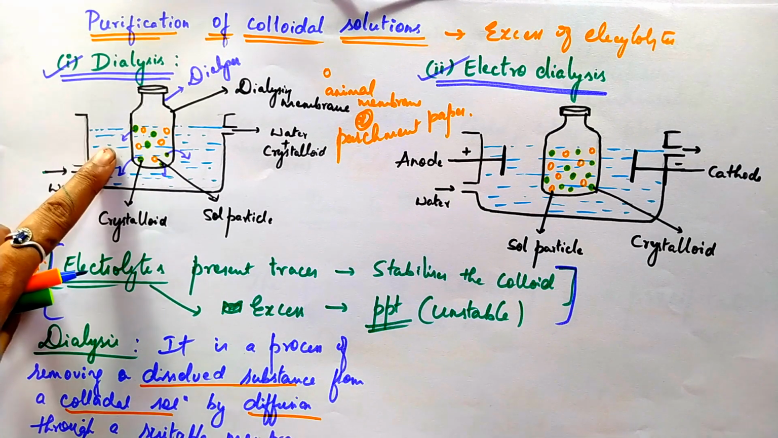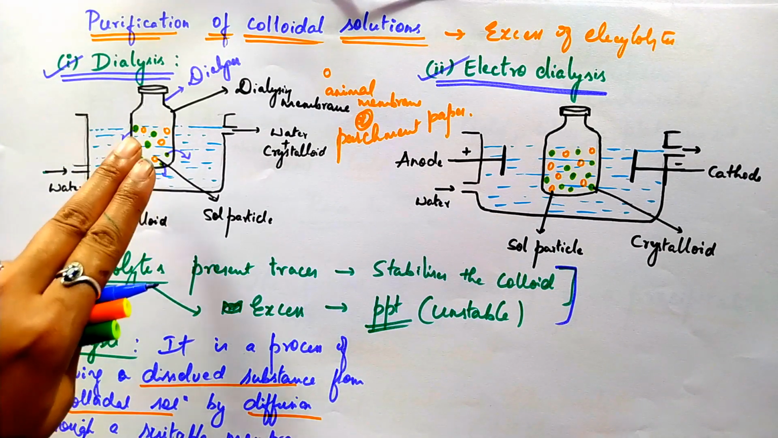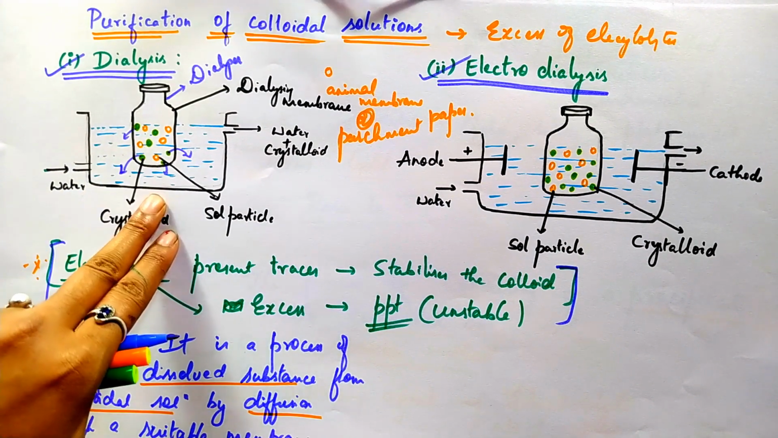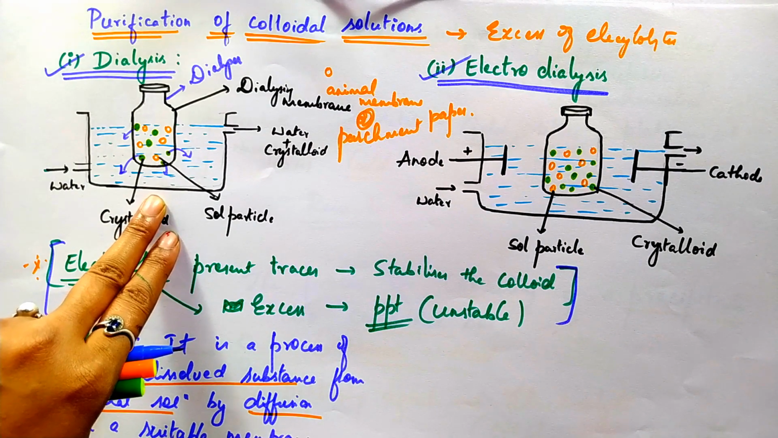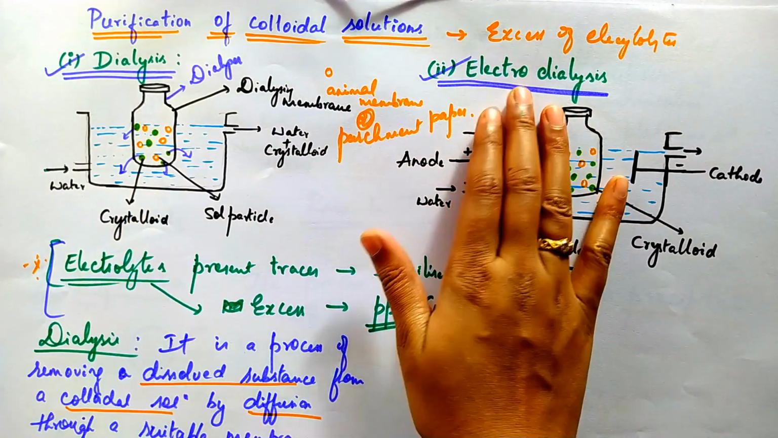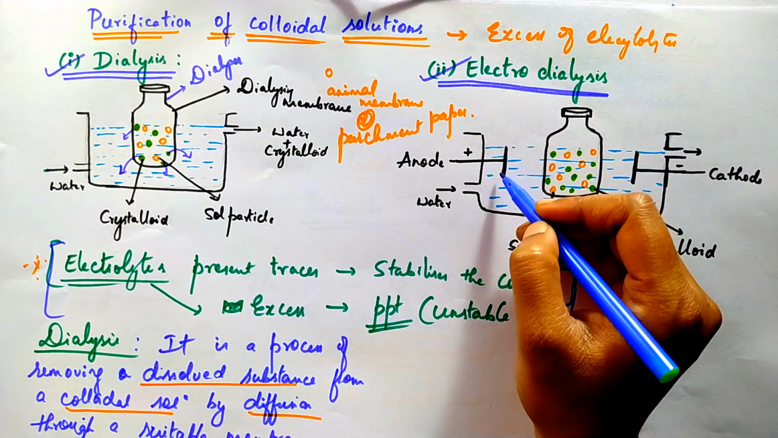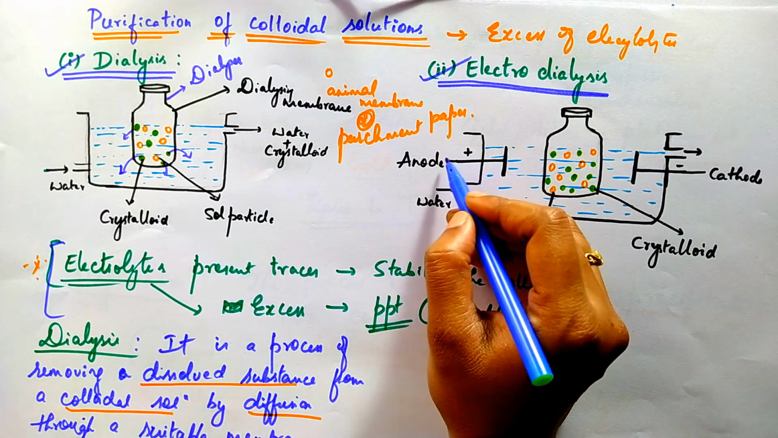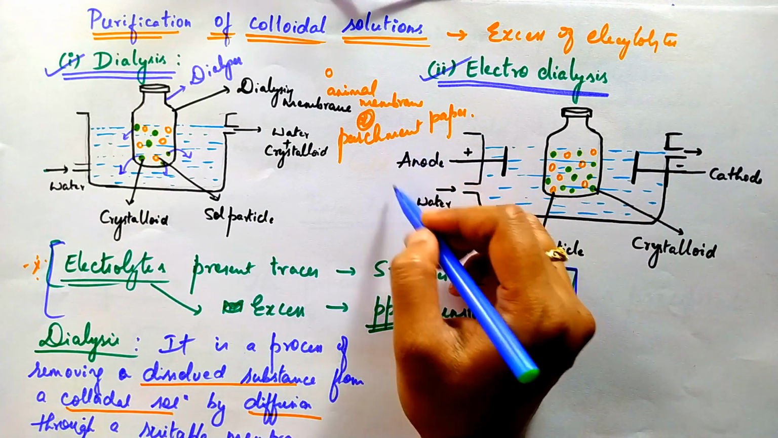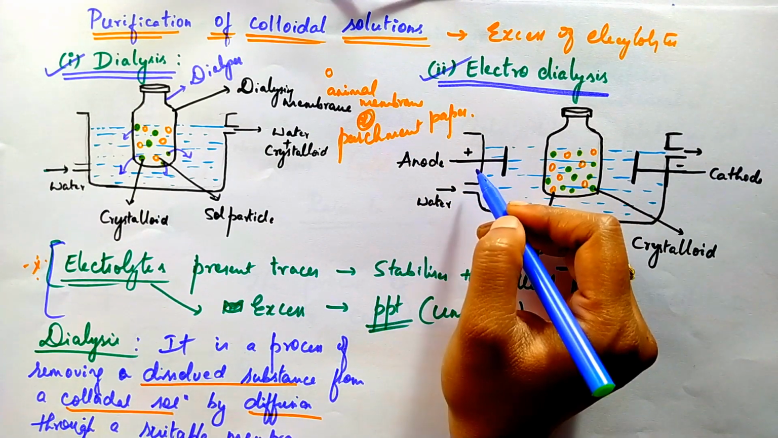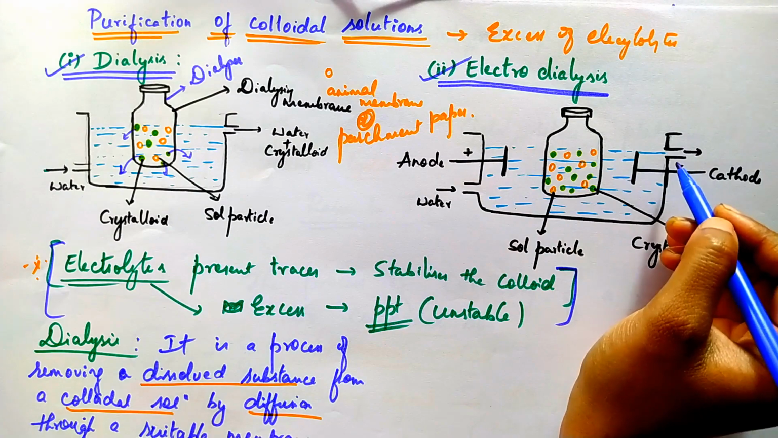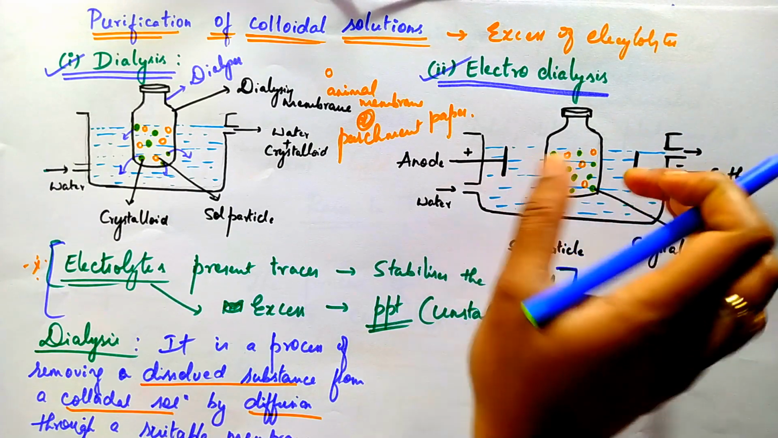Here the dialysis is a slow process. To make this dialysis fast, we use an electric field, which we call electrodialysis. What we add is two electrodes, which carry positive and negative charge, that is anode and cathode. It is connected to the battery. By adding these electrodes, the process will be faster.